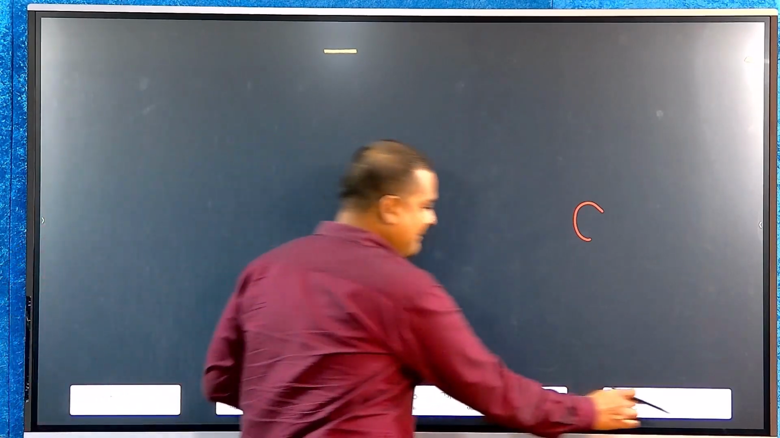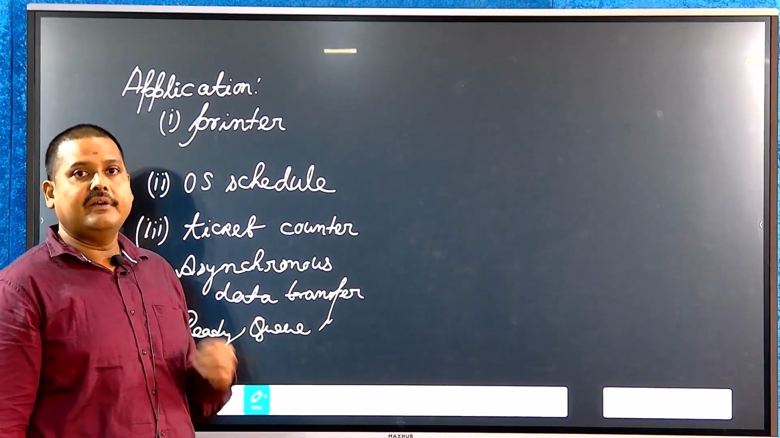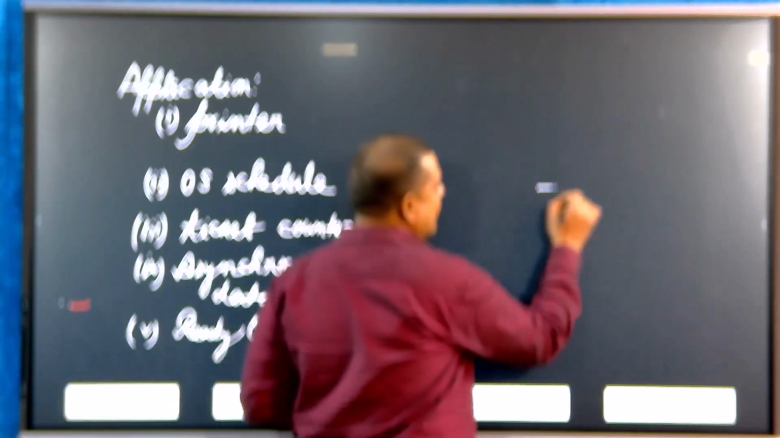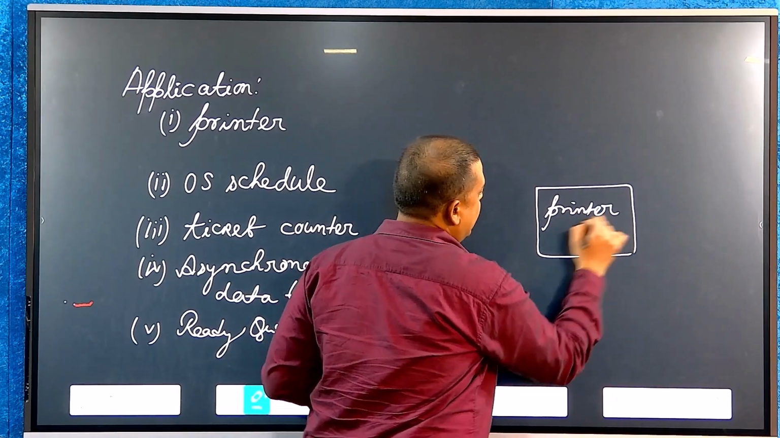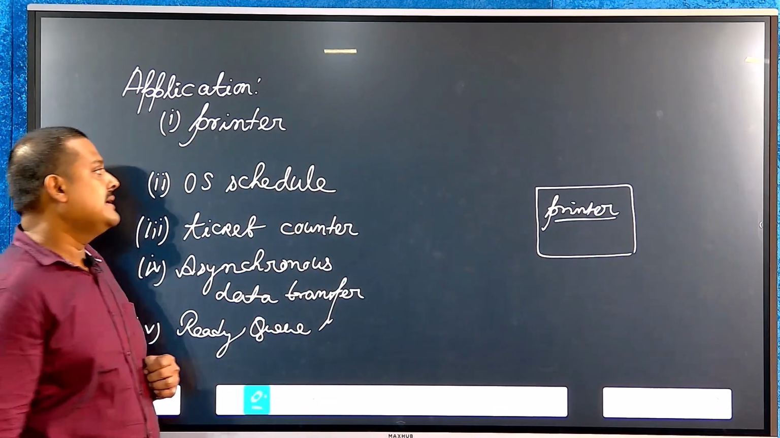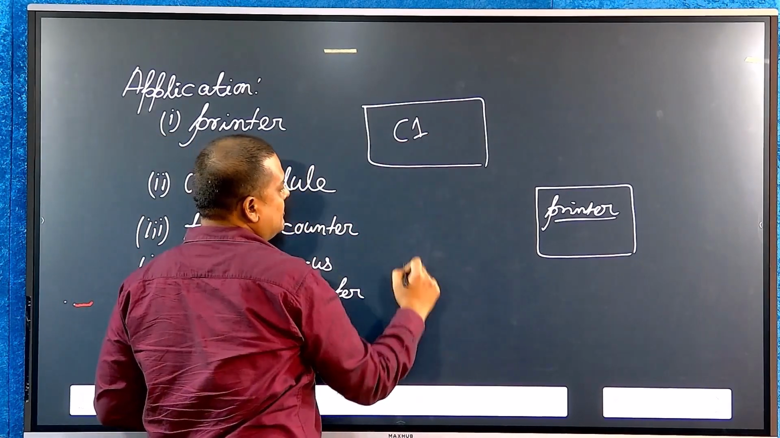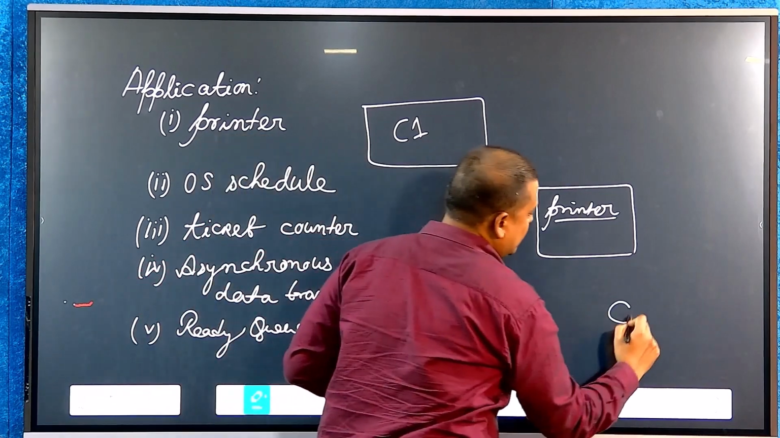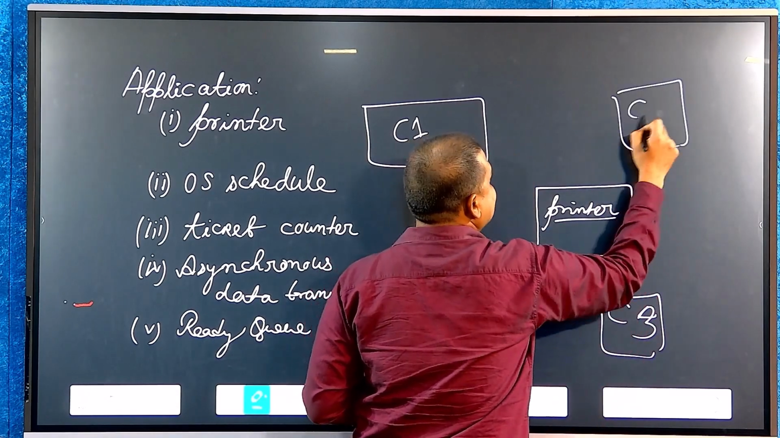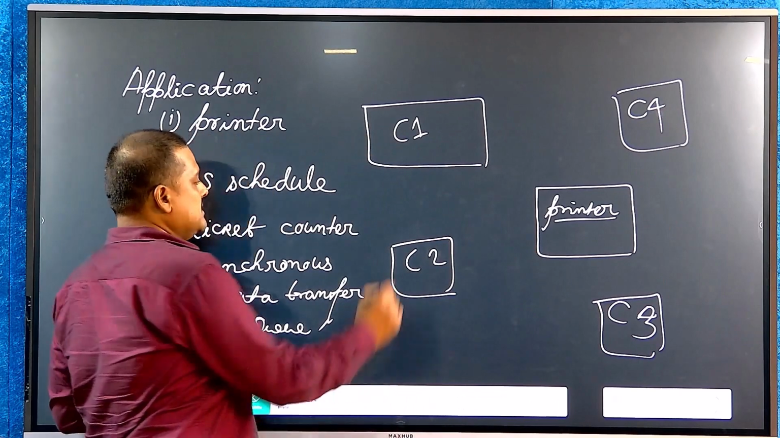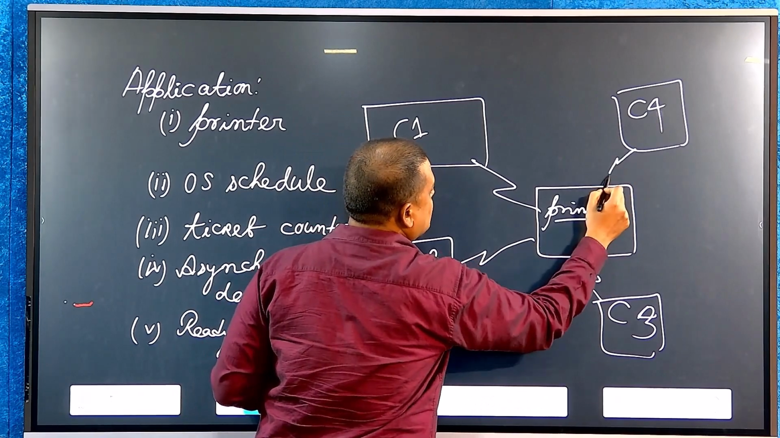Now, let us have a look at the applications of queue. There are different applications. Think about a scenario: this is a printer, and this printer is shared by multiple people. This is computer 1, computer 2, computer 3 and computer 4. Different computers or persons are sharing this printer, so it is a shareable resource.